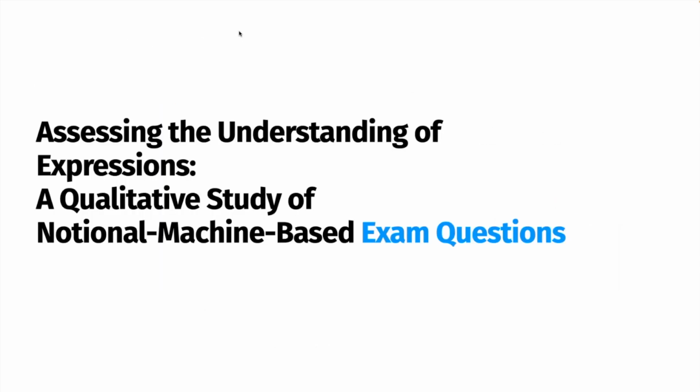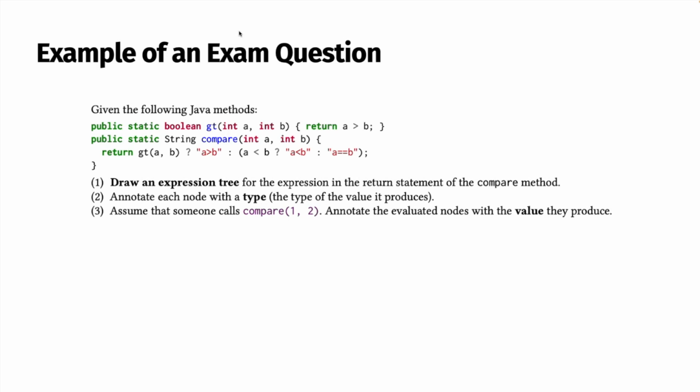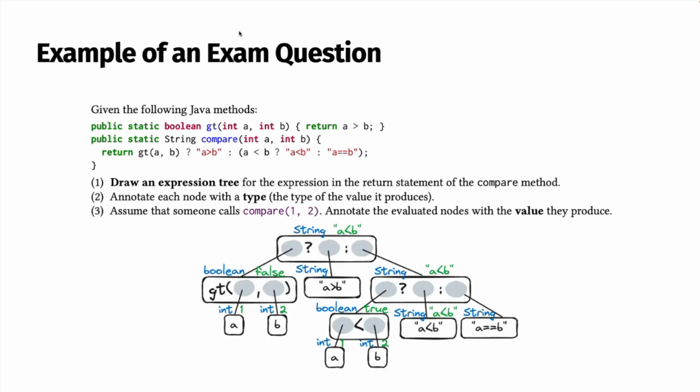Now, we use expression trees in exam questions as well, which means that we use them for assessment. This is an example of an exam question that was asked to students. They were given a code snippet. You can see at the top the two method definitions in Java, and they had three tasks. The first task is to draw an expression tree for the expression in the return statement of the compare method. So this first task asks to do two things. First, the student needs to understand which tokens inside the code snippet are expressions, and then they need to draw the structure of the expression. I'm going to show you the solution while I talk.